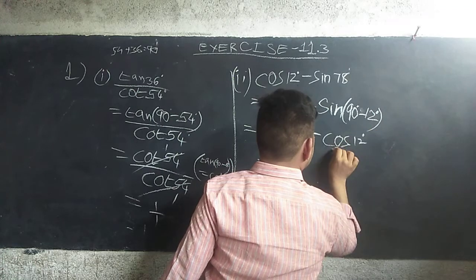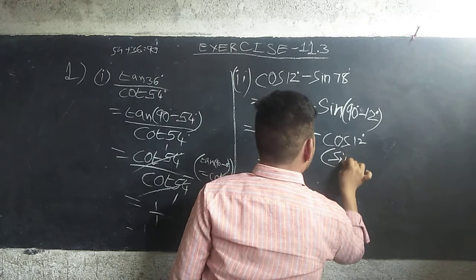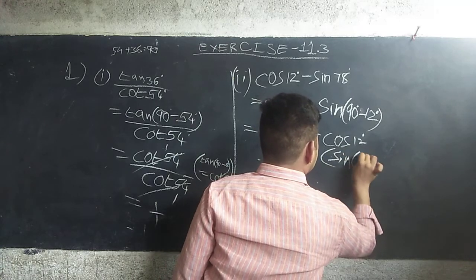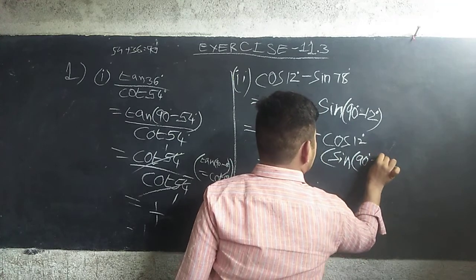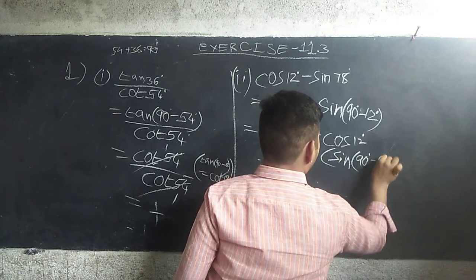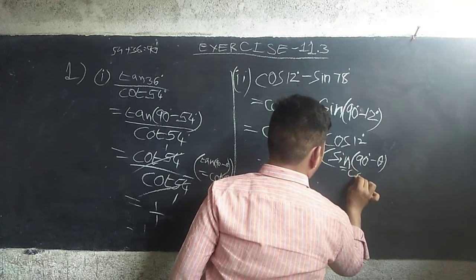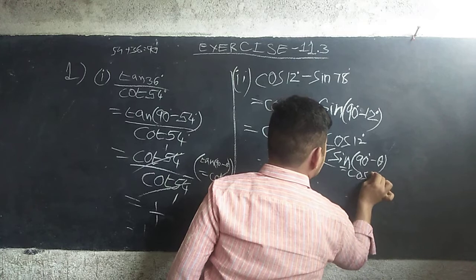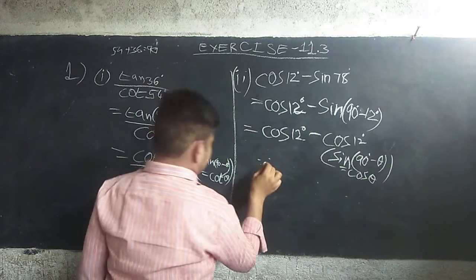Here we have to write that sin 90 degrees minus theta is equal to cos theta.